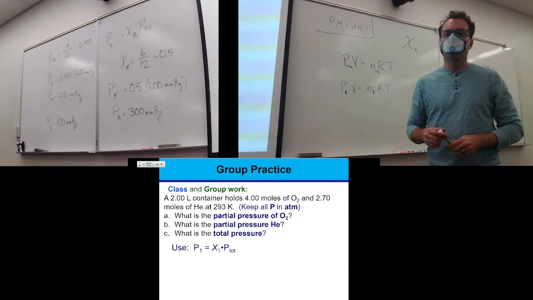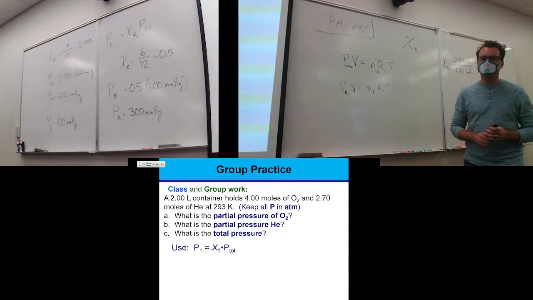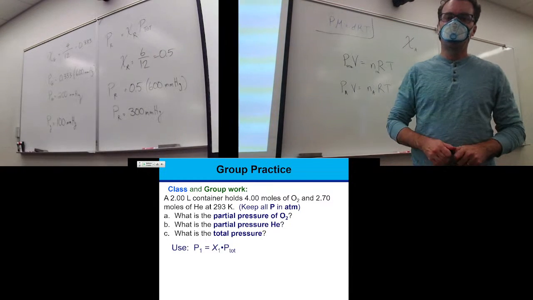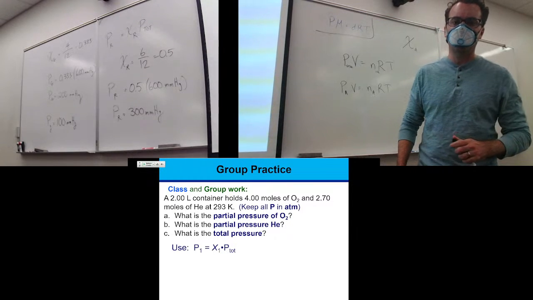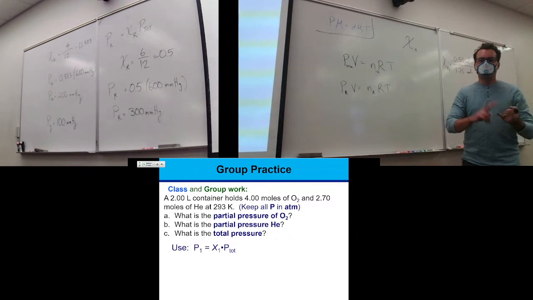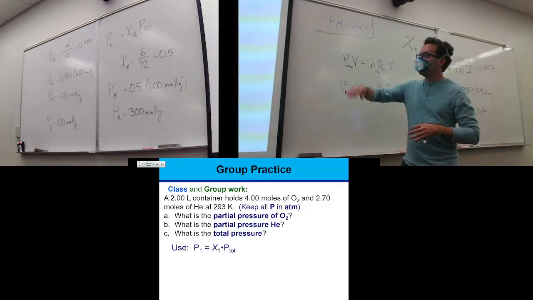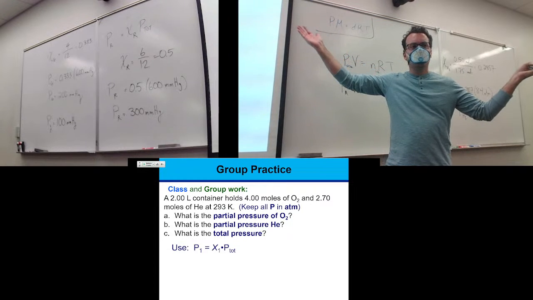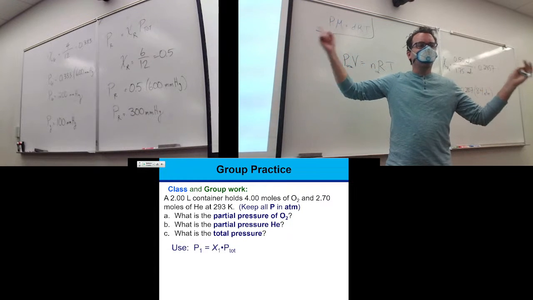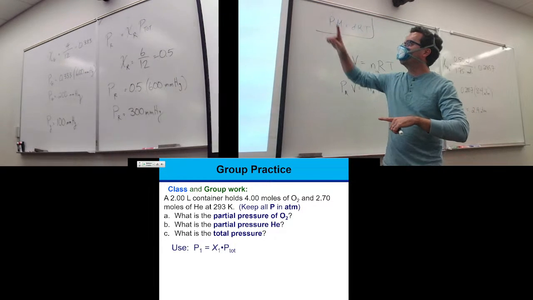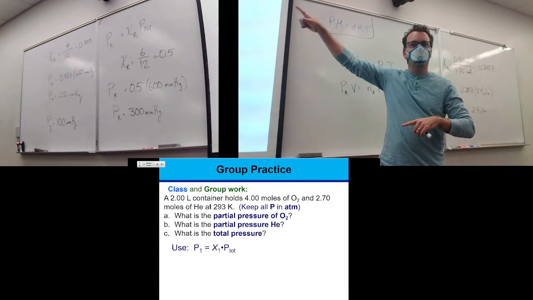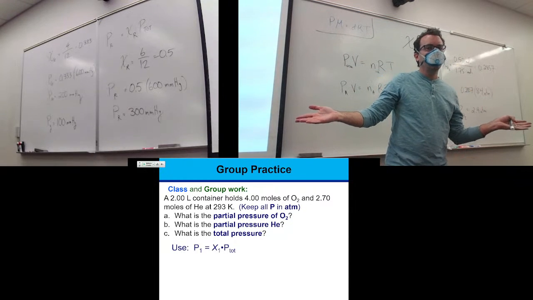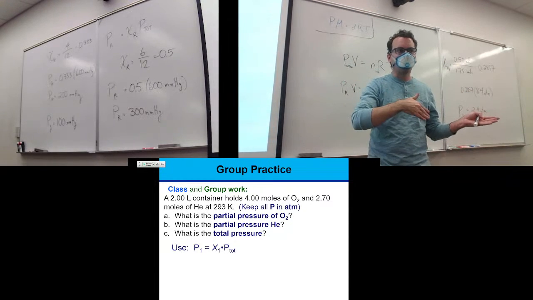Yeah, we didn't do this one yet. So let's try this one. I've got a 2-liter container. It holds 4 moles of O2 and 2.7 moles of helium. What is the partial pressure of O2? What is the partial pressure of helium? What is the total pressure? And I'll tell you, there's 2 ways to do this. We could do it in order: partial pressure of O2, partial pressure of helium, and then we can add them up and get the total pressure. Or I can add the moles together and find the total pressure first, and then do mole fraction times the total pressure to get the partial pressure.